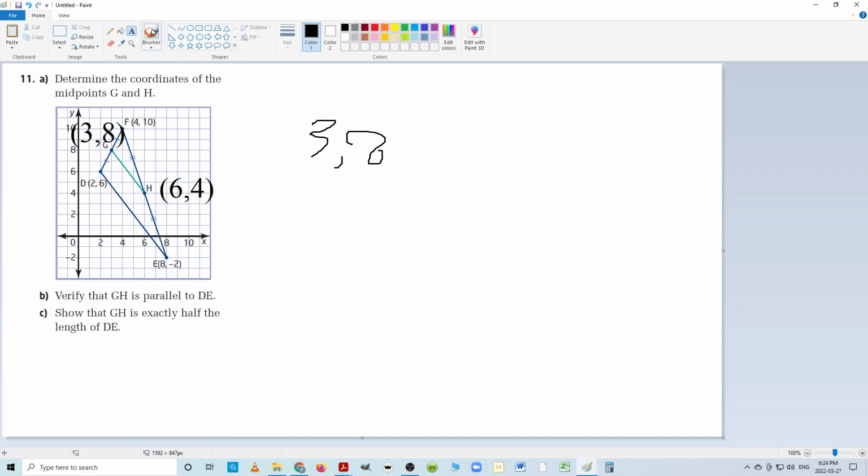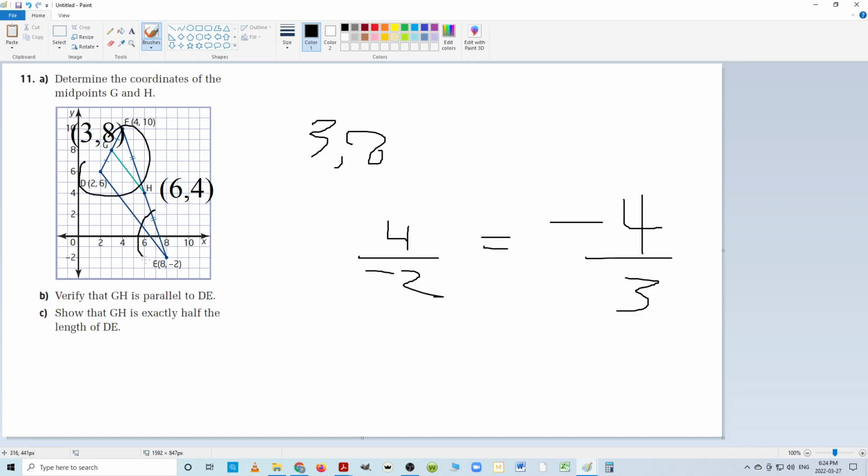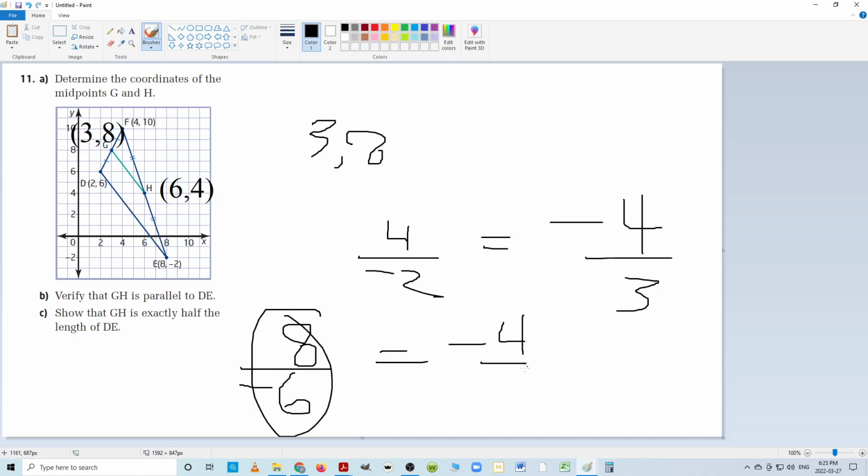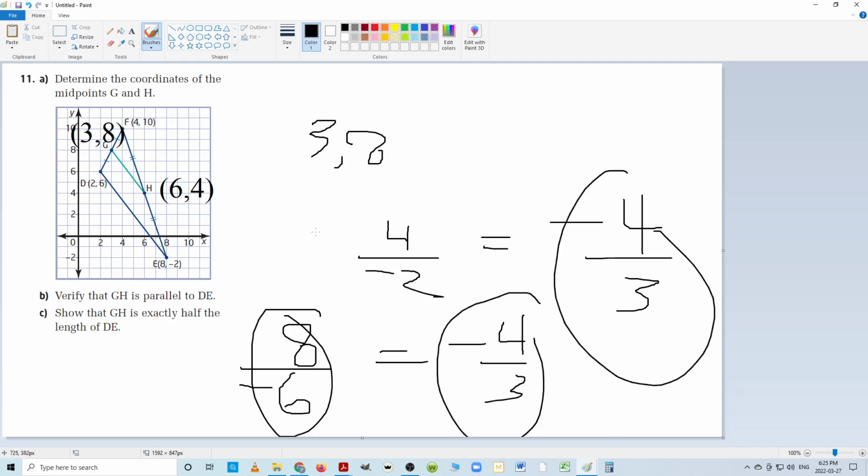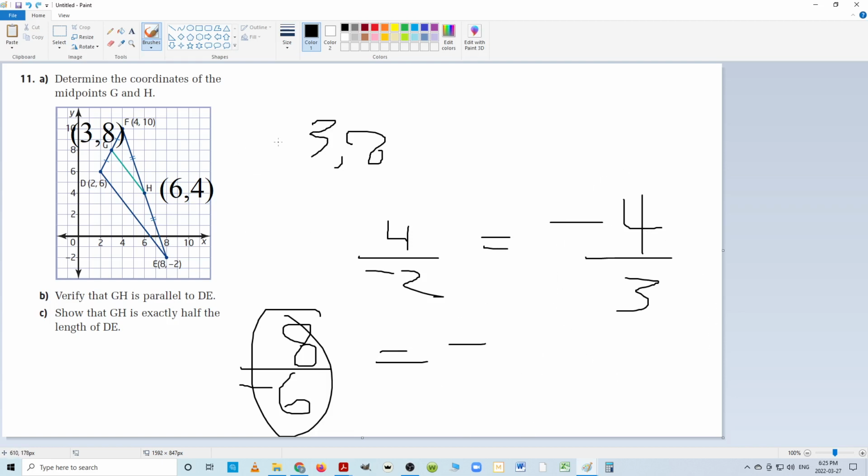Now I need to find the slope of that. So 4 minus 8. I can even do the other way. 8 minus 4, 4. 3 minus 6, minus 3. So that means the slope of that one is minus 4 over 3. And that means if this one is the same slope, so I'm going to take 6 minus minus 2, that's 8. And then 2 minus 8, minus 6. And that can be simplified to minus 4 over 3. Since they have the same slope, they are parallel. Now what about length?